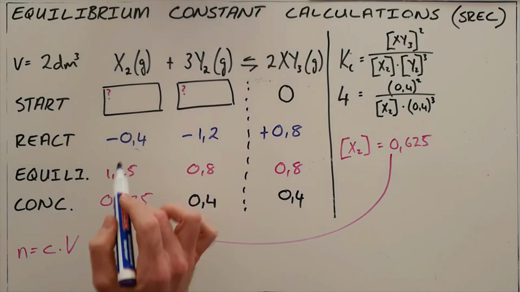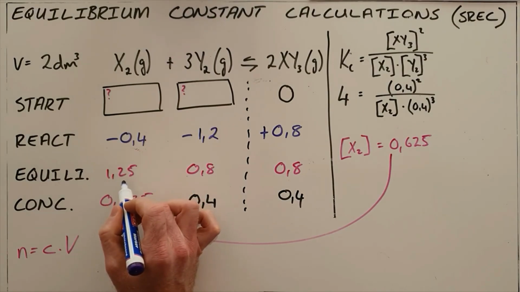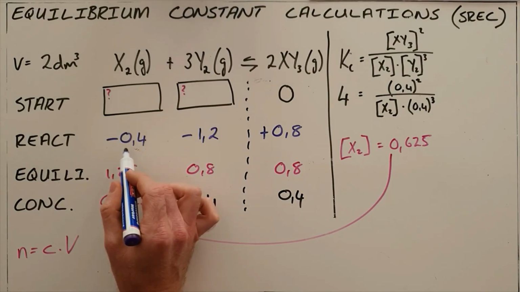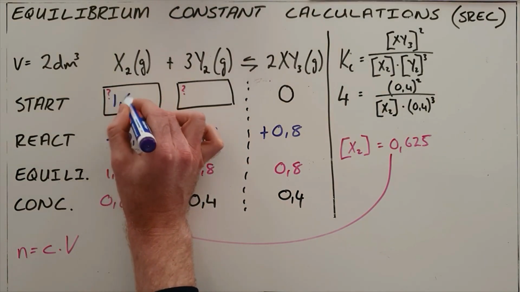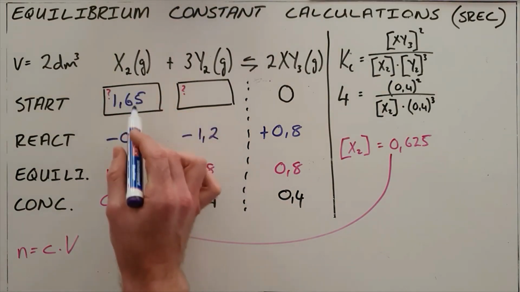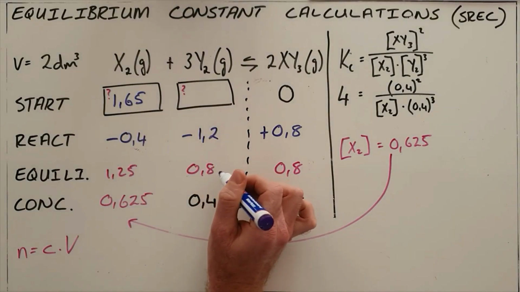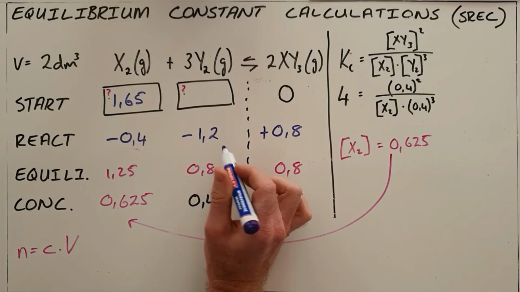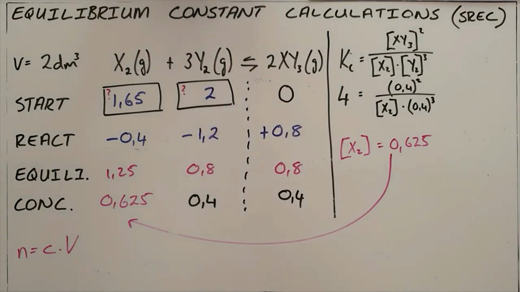What we can tell then is that if we end with 1.25 moles at equilibrium after having lost 0.4, that means that we must have started with 1.65 moles of X2, and if we end up with 0.8 after having lost 1.2 moles, we must have started with 2 moles of Y2.